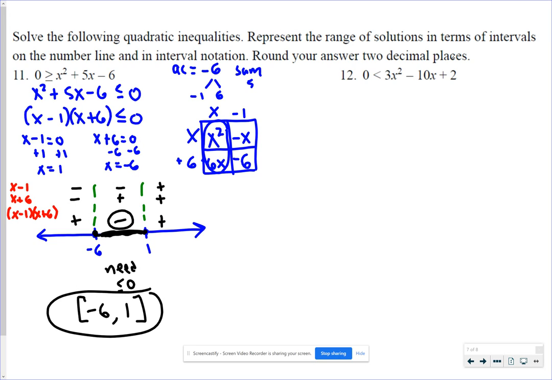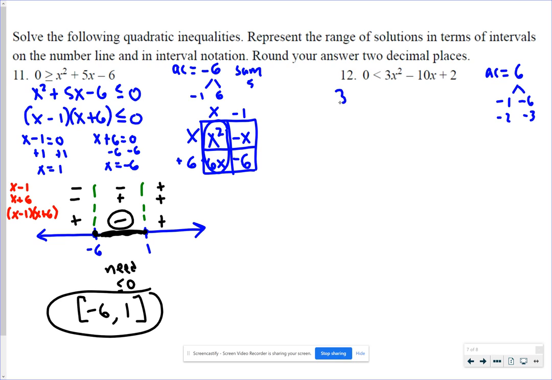It is not going to factor. Look at this. A times C is 6. Are there two numbers that will multiply to create +6 and add up to -10? -1 and -6 only add up to -7. -2 and -3 only add up to -5. That's all we got. Okay, so since it doesn't factor, we're going to use the quadratic formula.